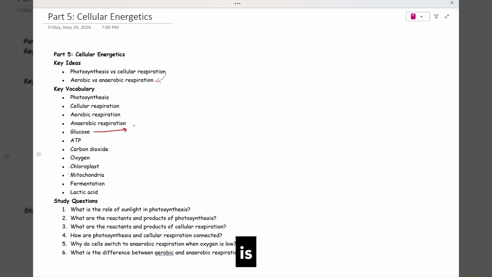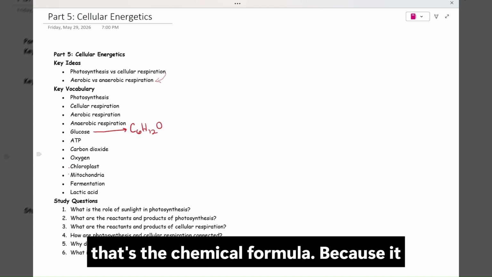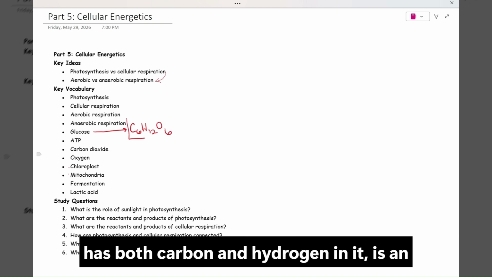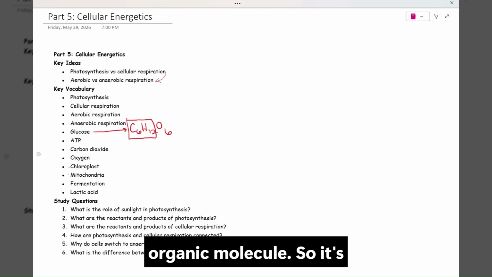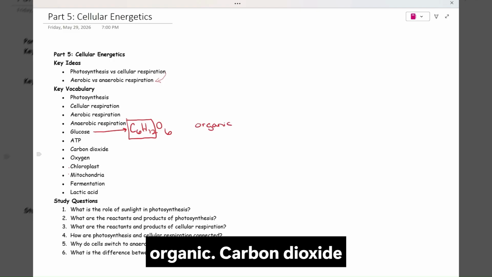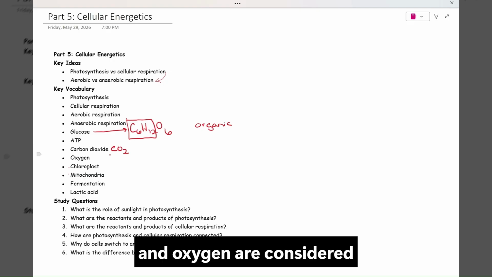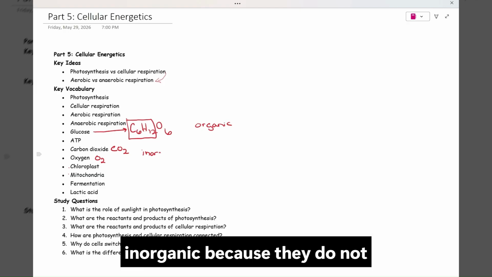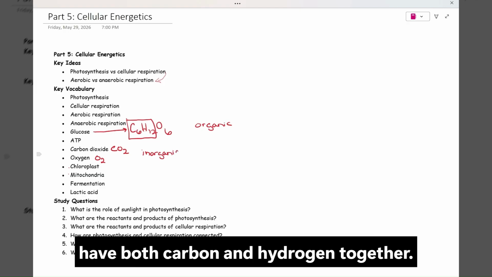Glucose is C6H12O6. That's the chemical formula. Because it has both carbon and hydrogen in it, it is an organic molecule. Right, so it's organic. Carbon dioxide and oxygen are considered inorganic because they do not have both carbon and hydrogen together.